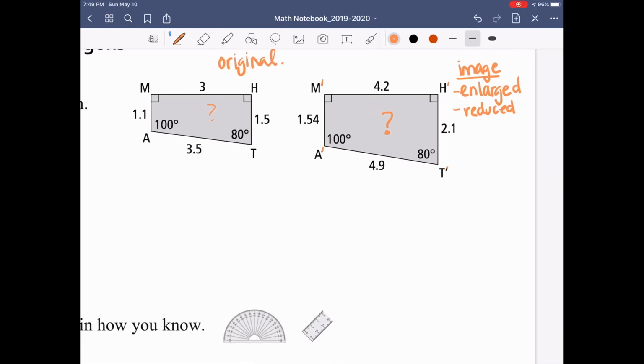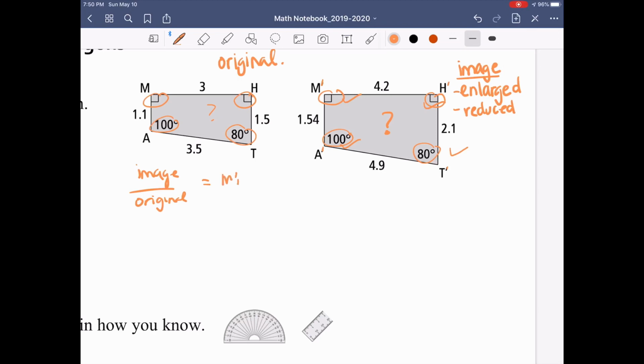Well, let's check. Are the corresponding angles equal? M corresponds to M prime? Yes. H corresponds to H prime? Yes. 100 corresponds to A prime? Yes. And 80 corresponds to 80, which is T and T prime? Yes. So all the corresponding angles are equal. Now let's check the sides. So again, it doesn't matter which one you start with. It just matters that you do the image over the original or the original over the image. So I'm going to do this time the image over the original.